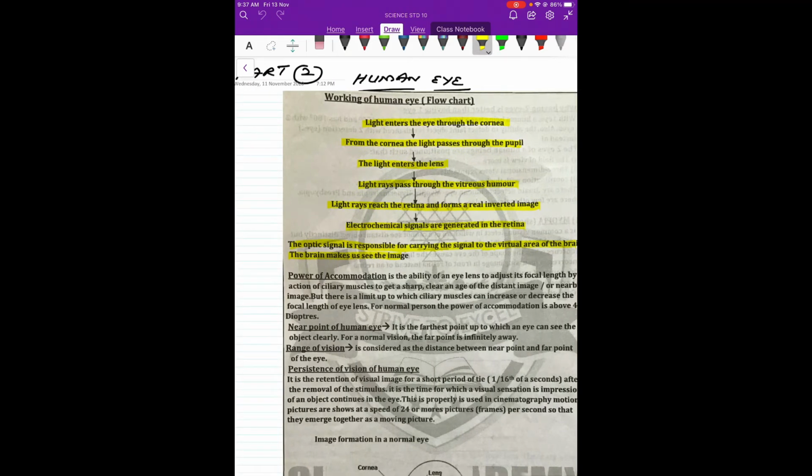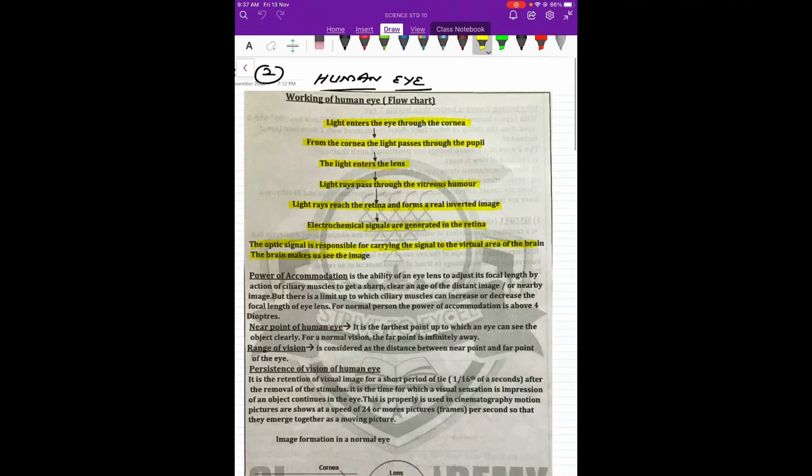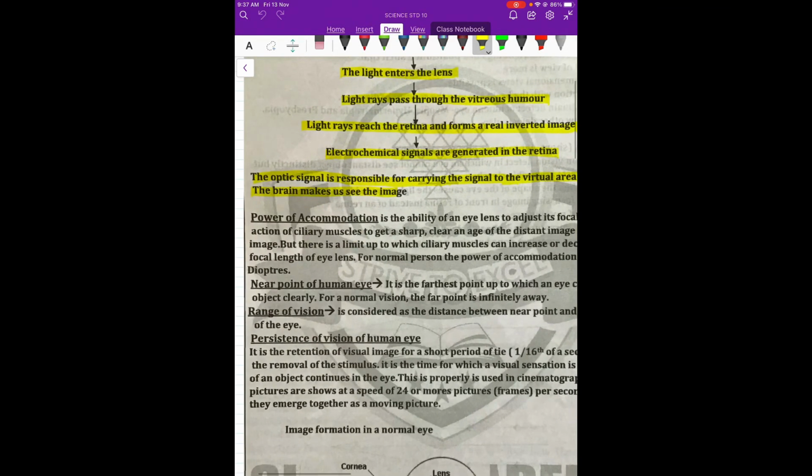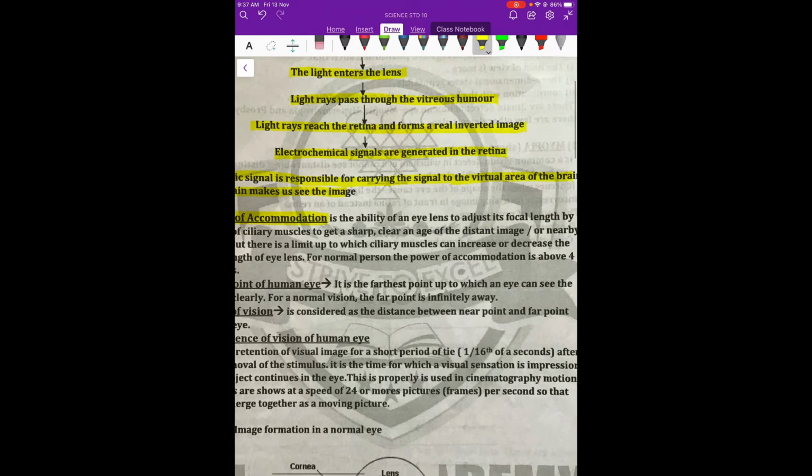Now there are some terms which are related to the human eye. What is the power of accommodation? Accommodation means making itself comfortable. So the power of accommodation is the ability of the human eye or the lens to adjust its focal length. Why focal length? Because not all objects in the world around us are at the same distance. Some are near, some are very near, some are far, some are medium far, some are very far away.